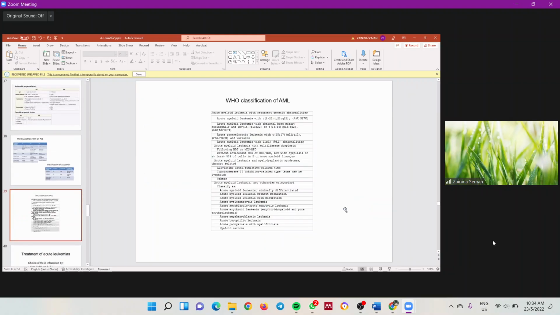But when it comes to the WHO classification of AML, there's so much more, because they have again incorporated the cytogenetics and the DNA mutations into the classification. But if you see here, the FAB is still here. This is still part of the WHO classification. This falls under AML, not otherwise categorized. So if you look again, all of this is equal to the FAB classification of AML.